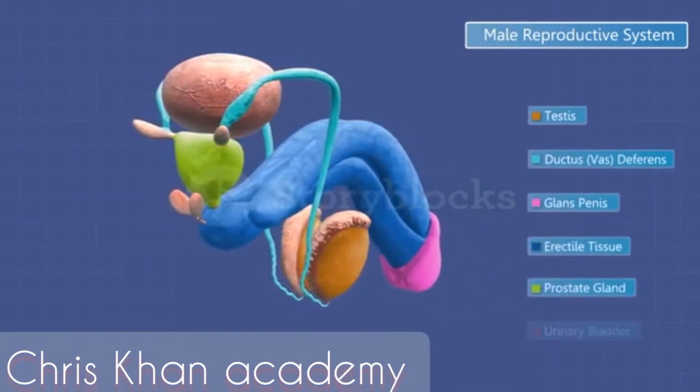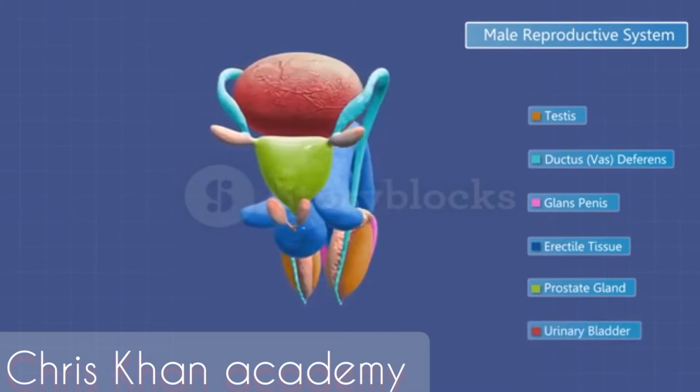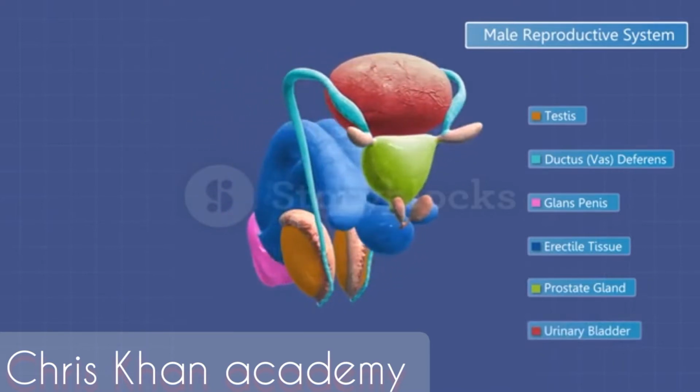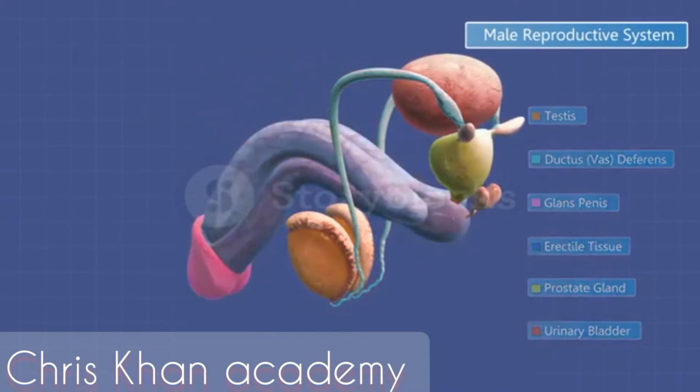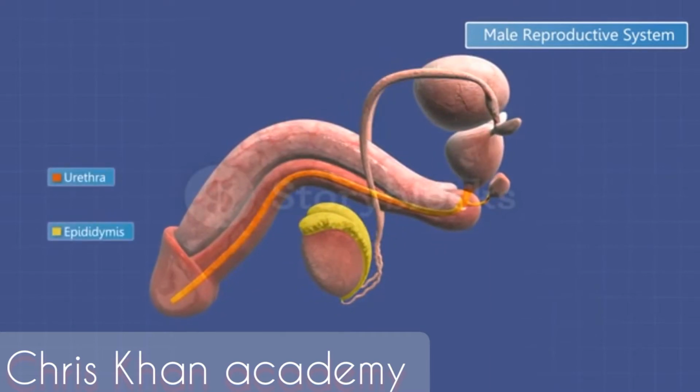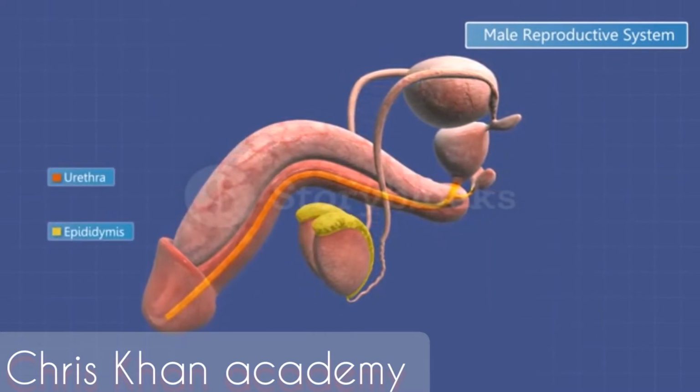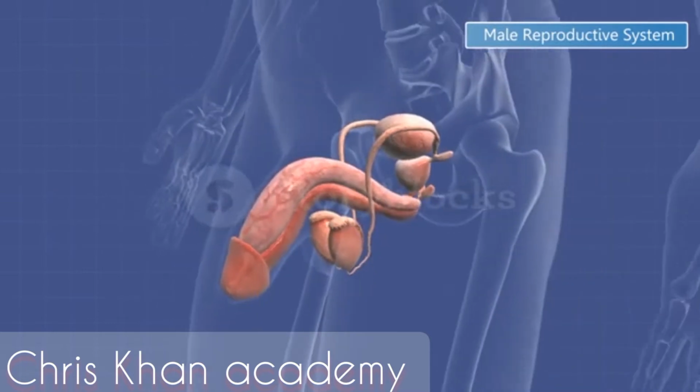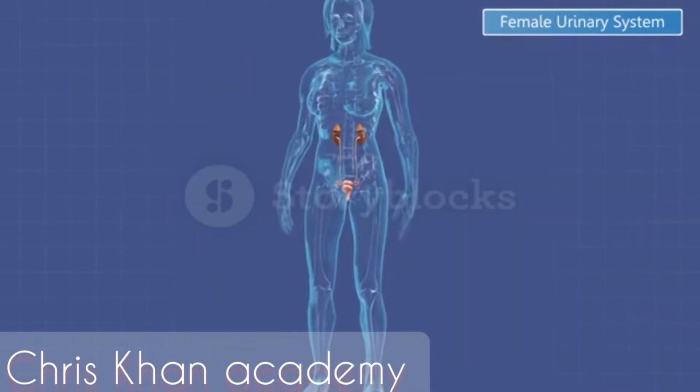It has the testis, ductus, gland, penis, erectile tissue, prostate gland, urethra, epidermis, and so on. This is what we call the male reproductive system.